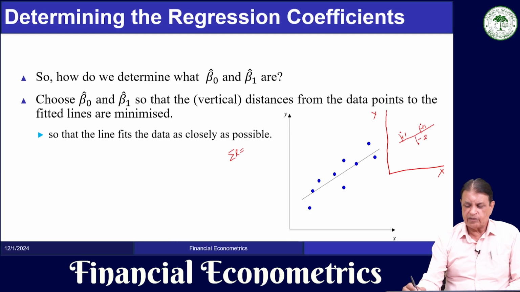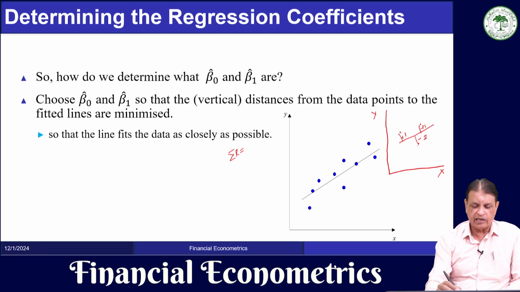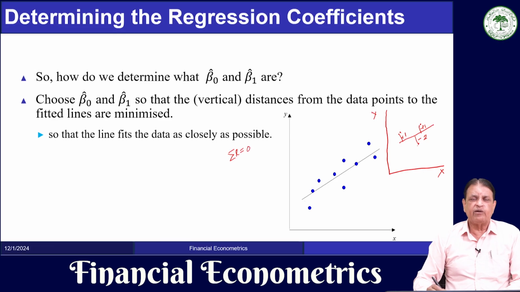So the distance between this point and the line is plus 1, the distance between this point and line is also plus 1, and the distance between this point and line is minus 2. So if we take the summation of E, it will be 0. So we will not be able to minimize the sum of the error. E stands for the error. This is becoming 0 because the positive errors are cancelling the negative error.